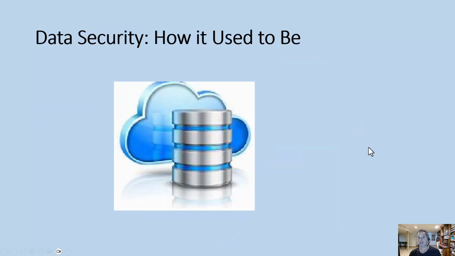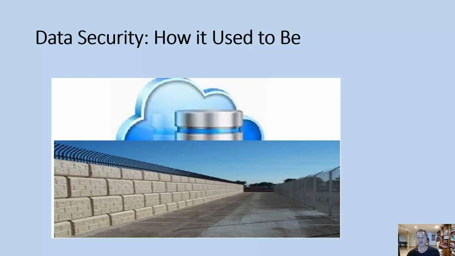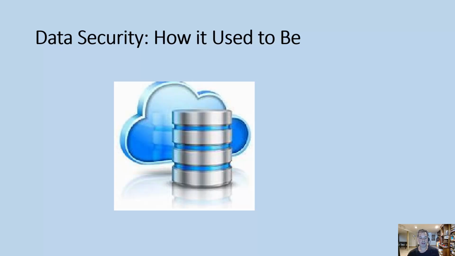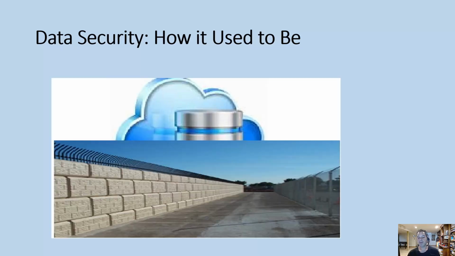So let's go back in time a bit. Let's talk about the 80s, the 90s, the yesteryears before now, what things used to be like. So here's what it used to be like. I'd have my data. There's our little database right there. Maybe it's in the cloud, maybe it's not. Back in the day, it wasn't in the cloud. You had a database, and you would build a wall around it. And when you built the wall around it, you were confident and happy, and life was good.